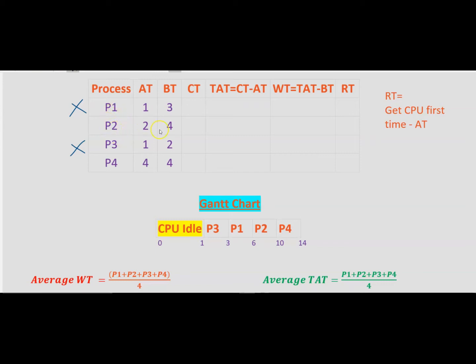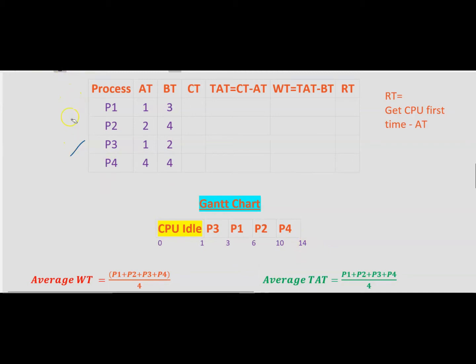What is the burst time of P2? That is 4. Now I'm going to add it in the Gantt chart: 6 plus 4 is equal to 10. Last, I'm left with the P4 process, so the CPU will be allocated to P4. What is the burst time? 4. So 10 plus 4 is equal to 14. So I got my Gantt chart.